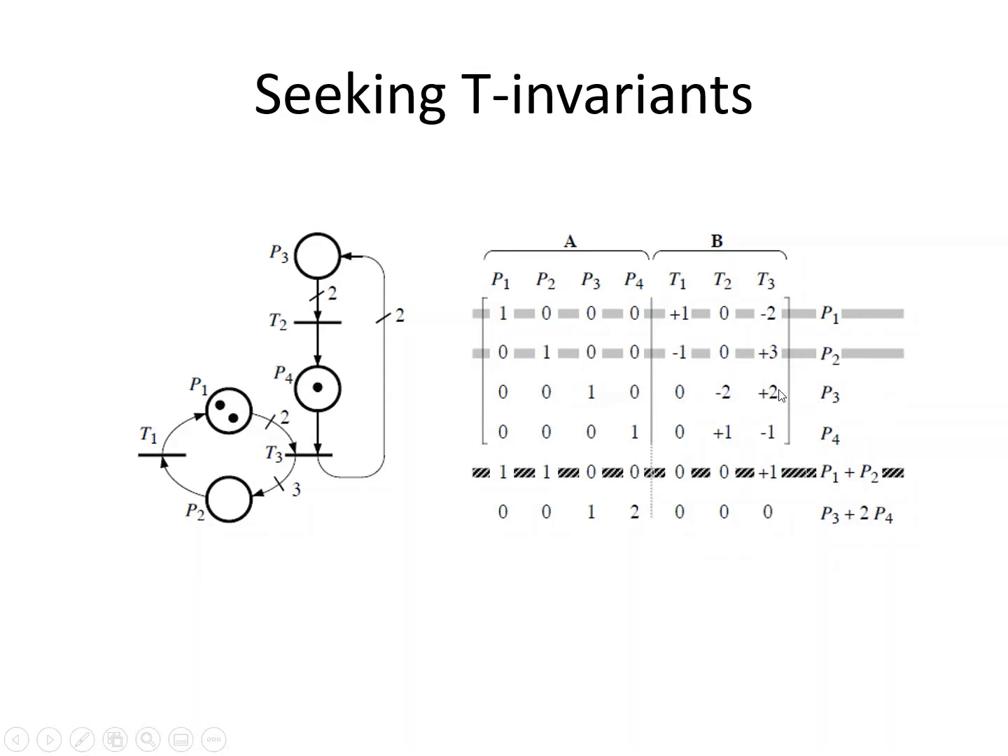We cannot delete this P4 row because it is 0. You got the idea? So the new matrix is now P3, P4, and P1 plus P2. We have 3. Now in the second iteration, J becomes 2.